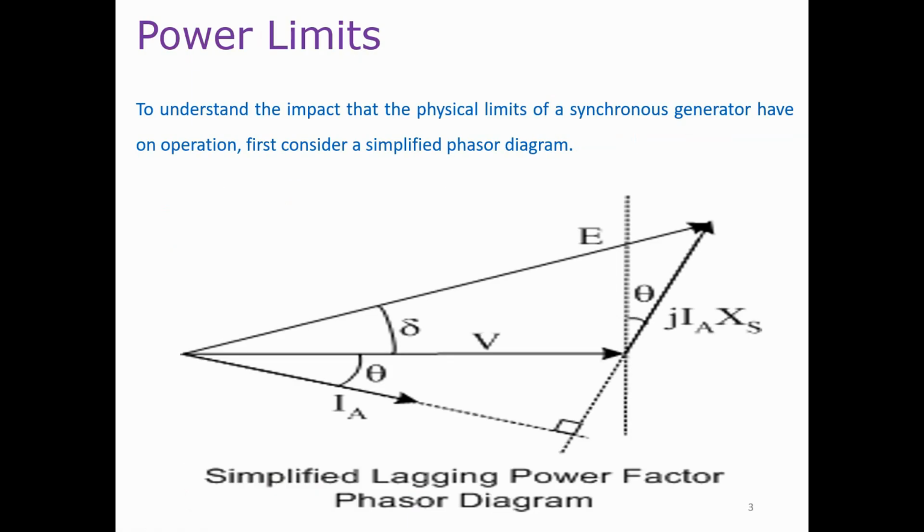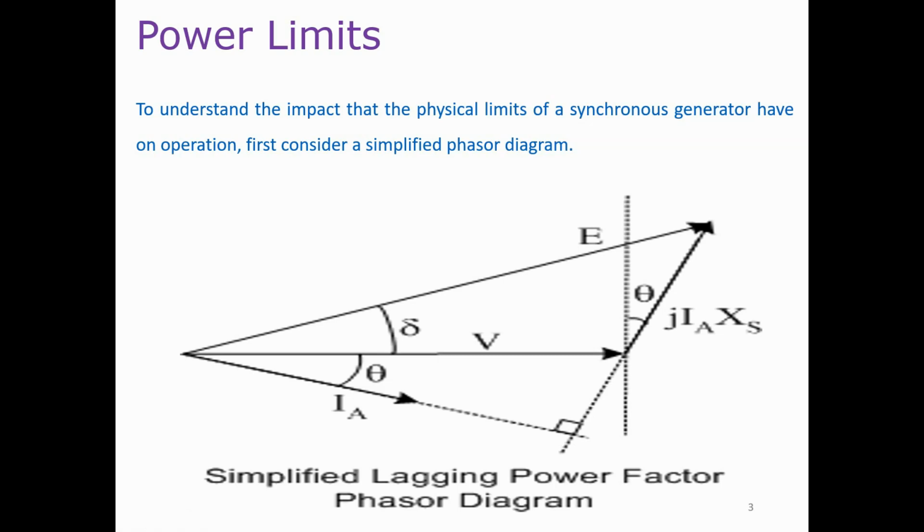Again we will start with the simplified lagging power factor diagram, and we will try to understand the impact of the above three physical limits, that is thermal, mechanical and electromagnetic limit of synchronous generator on the operation. So let us first consider this phasor diagram. We are taking the voltage as a reference axis. E is the induced EMF, or you can say the excitation voltage. The angle between E and V is delta, which is well known as the load angle.